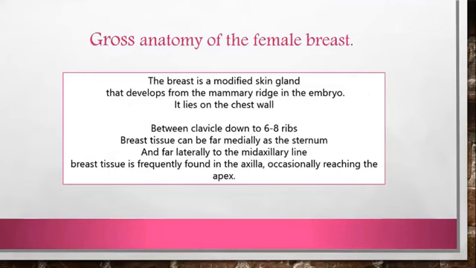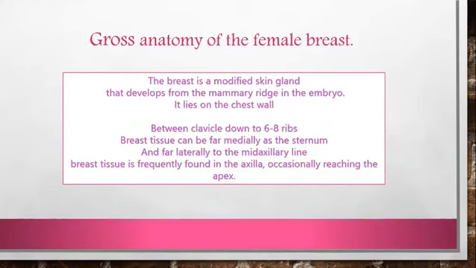Okay. So, as we mentioned before, the breast is a modified skin gland that develops from the mammary ridge in the embryo. And it lies on the anterior chest wall, below the clavicles down to the 6th-8th ribs. And the breast tissue might be as far as medial to the sternum, far laterally to the mid-axillary line. These are important issues. We should know it.